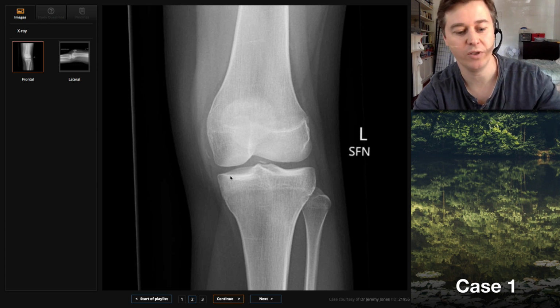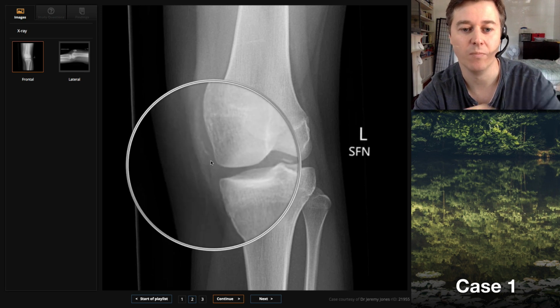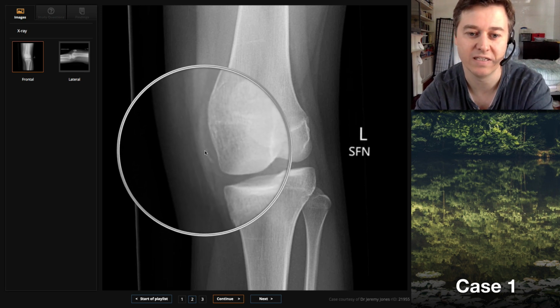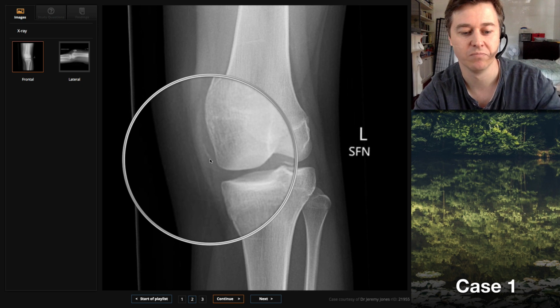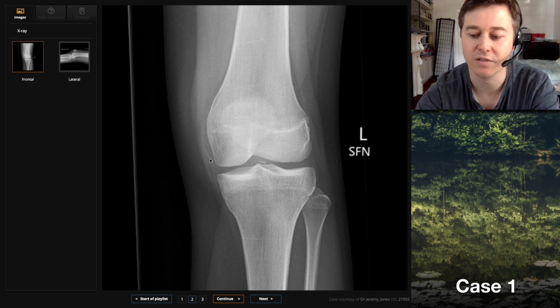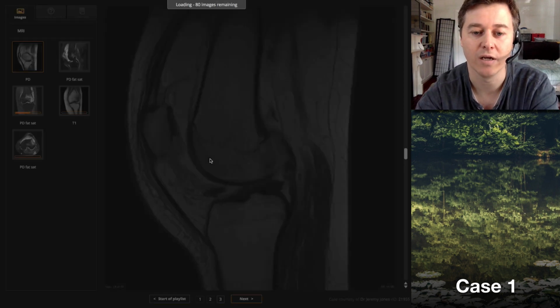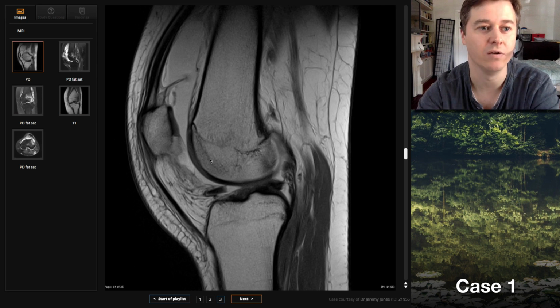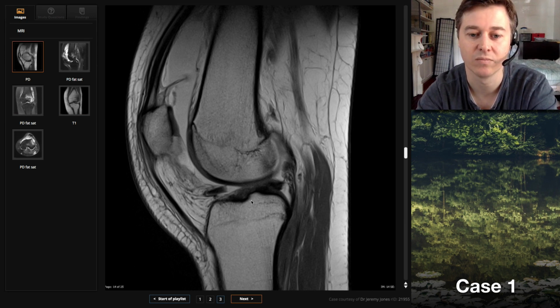Okay. And just before we look at the MRI, there's also just this curvy linear density out here as well, isn't there? And it's a little bit kind of bulgy over that medial collateral ligament over here. All right, let's go to the MRI. And I've got the sagittal PDs here.